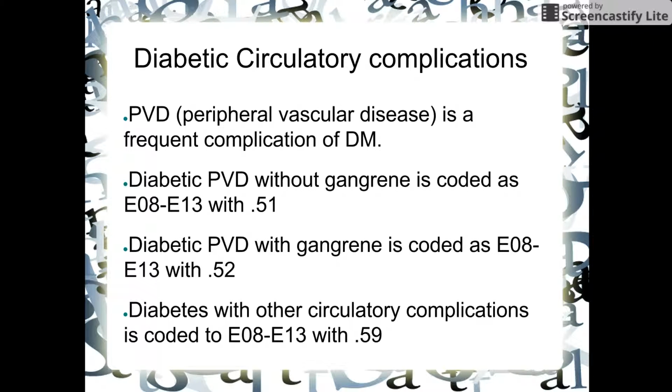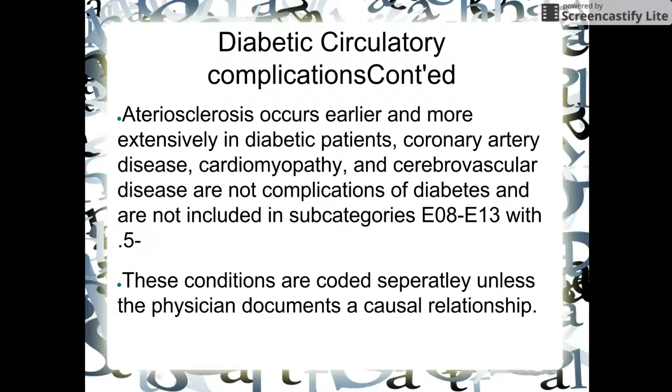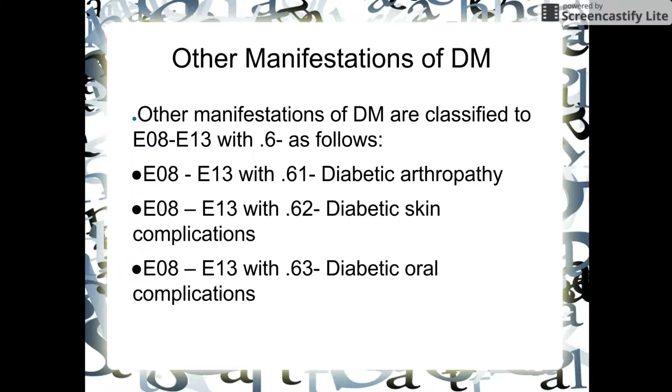Diabetes and circulatory complications. PVD without gangrene, you code to E08 to E13 with .51. If it does have gangrene, you do .52. Diabetes with other circulatory complications is E08 to E13 with .59. E08 through E13 with .61 is diabetic arthropathy. .62 has skin complications. .63 is oral complications.